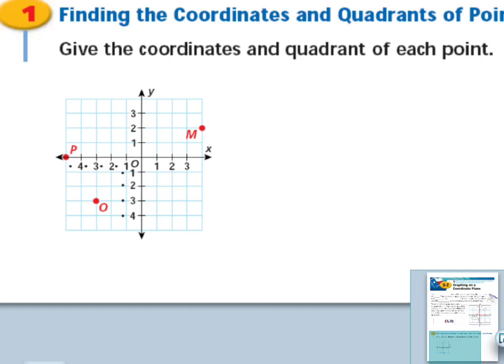This one's numbered fairly easily because every box corresponds to 1. So we're going to start at the origin, and we're going to say, okay, for my x-coordinate, I'm going to say this is for M. We go over in the positive direction, 1, 2, 3, 4. So my x-coordinate is 4. And then I go up 1, 2, and my y-coordinate is 2.